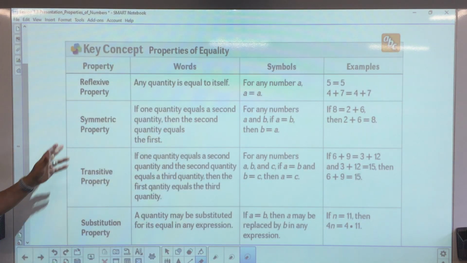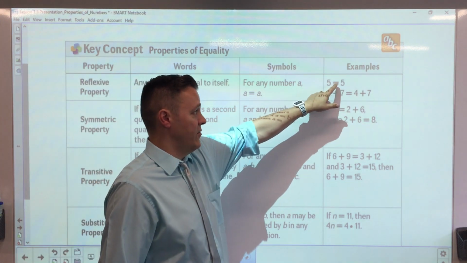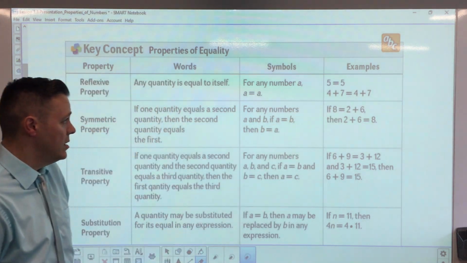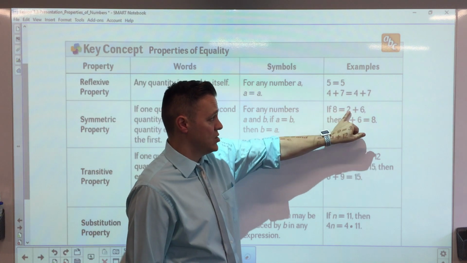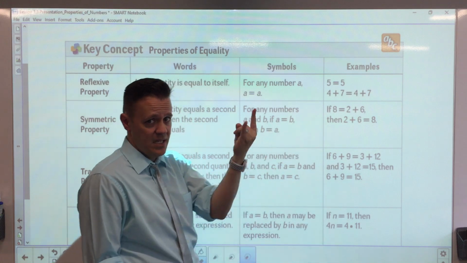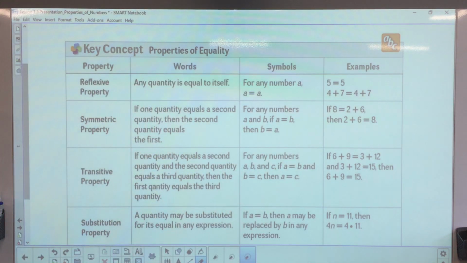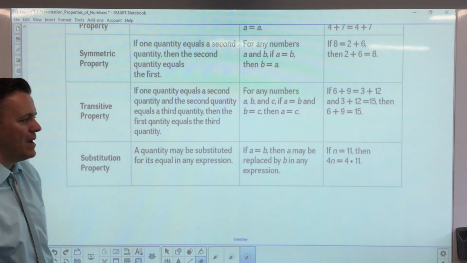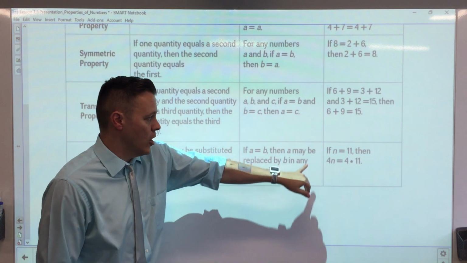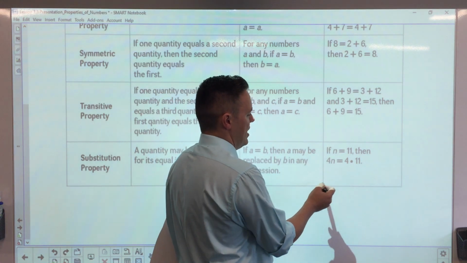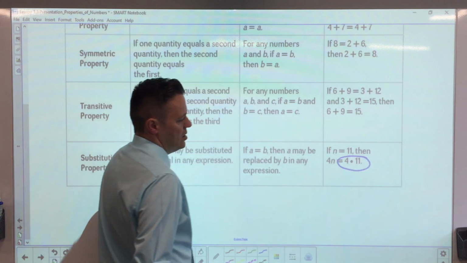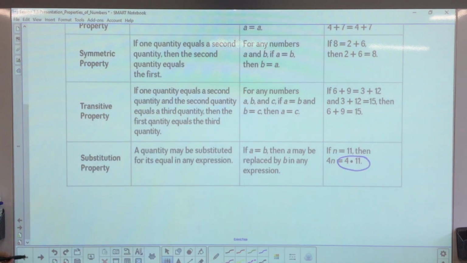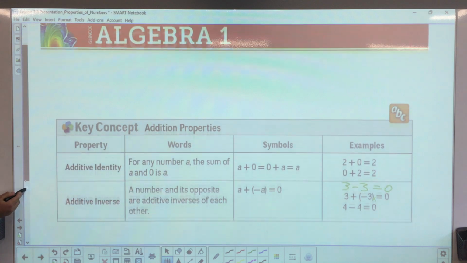Understand these identities. Reflexive property, basically saying if 5 is on one side, it equals 5 on the other. Symmetric property, basically saying that you can have 8 equals 2 plus 6, and you can swap it to the other side. It doesn't matter what side, and it's the exact same thing. Transitive, substitution. We'll be doing a lot of substitution properties in math. We just did it, where if n equals 11, then you can plug in the 11, and then you get 4 times 11. So simple stuff. We do substitution a lot in algebra.